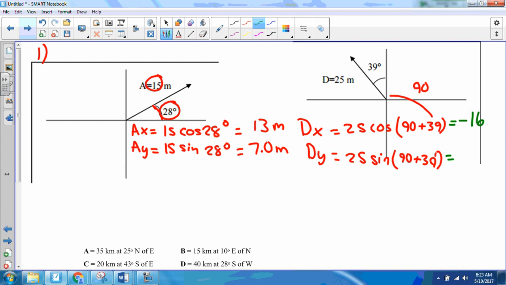(19.4286490364), which rounds to 19. Okay, so if I look at this, I have 19. What unit goes on it? Meters. And on the negative 16, I also have meters. What does the negative represent? The direction. Thank you. I'm so glad y'all know that. Makes me happy.